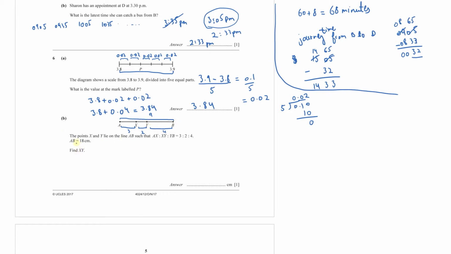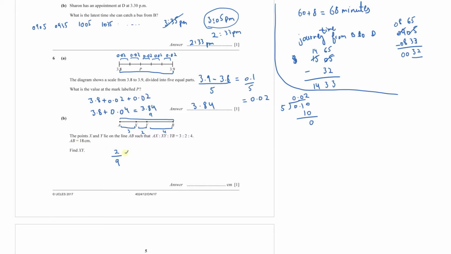So you're given that AB is 18 centimeter, find XY. So XY is how much? 2 over 9. So XY is 2, and the total we have is 9 parts. So out of those 9 parts, 2 belong to XY. The XY length is 2 parts out of the total 9.